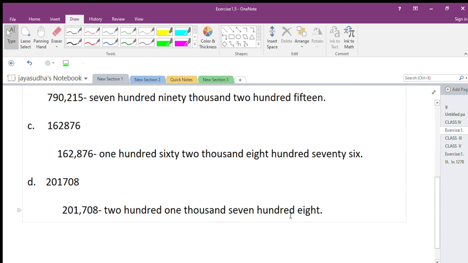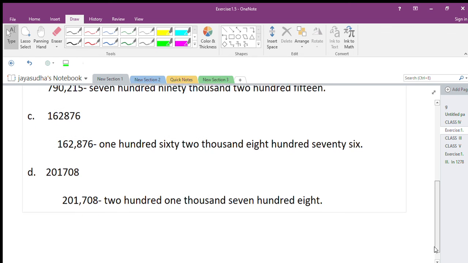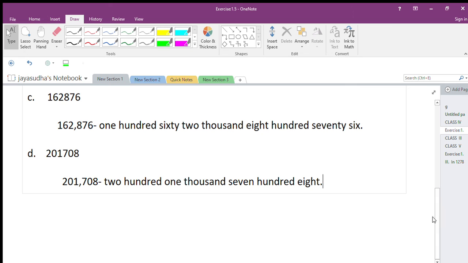Very good. All of you do it very well. Write it in your class work copy. Write neatly. Every day you finish your class works.